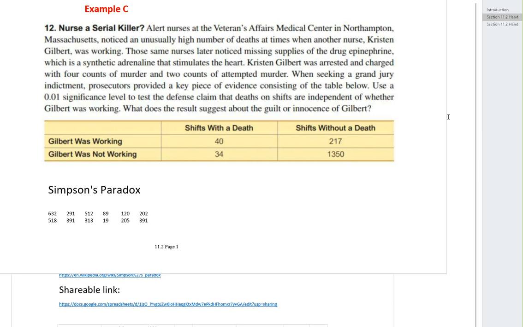When seeking a grand jury indictment, prosecutors provided a key piece of evidence consisting of the table below. Use a 1% significance level to test the defense claim that deaths on shifts are independent of whether Gilbert was working. What does the result suggest about the guilt or innocence of Gilbert? All right, so we're going to think a little bit about that last part when we're all done with the analysis. But let's start with our null and alternative hypotheses. So this is example C.